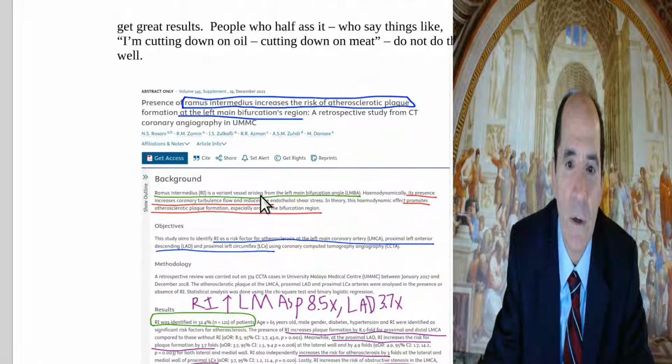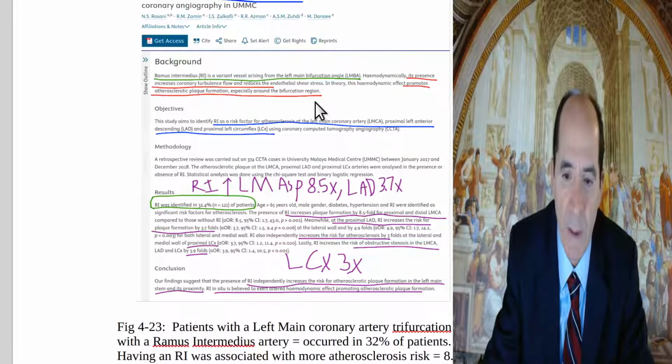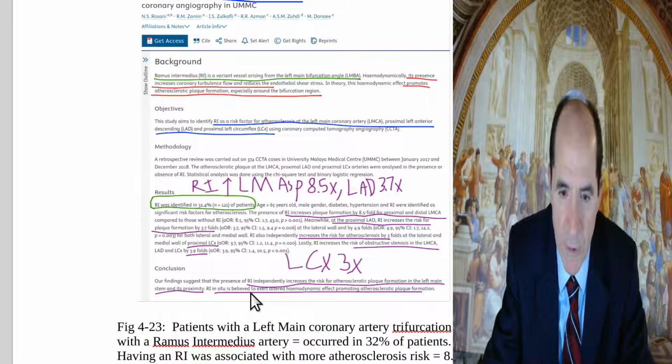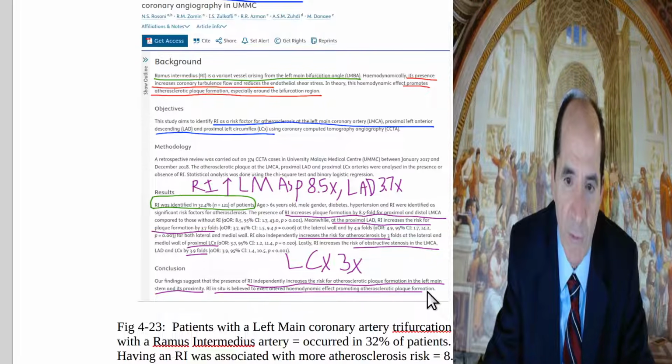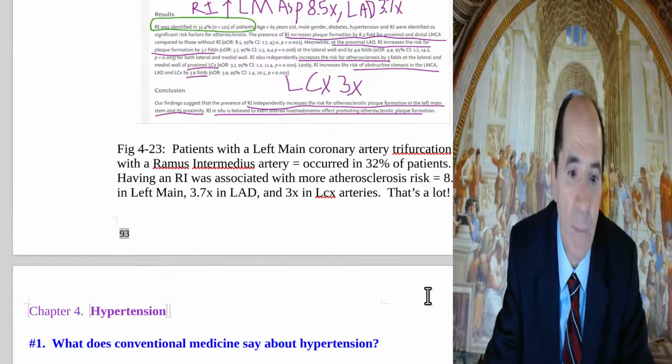Okay, here is another paper about ramus intermedius. The ramus intermedius independently increases the risk of atherosclerotic plaque formation in the left main stem coronary artery and its proximity, the adjacent branches. Ramus intermedius is believed to exert altered hemodynamic effects, promoting atherosclerotic plaque formation, like I was just talking about.